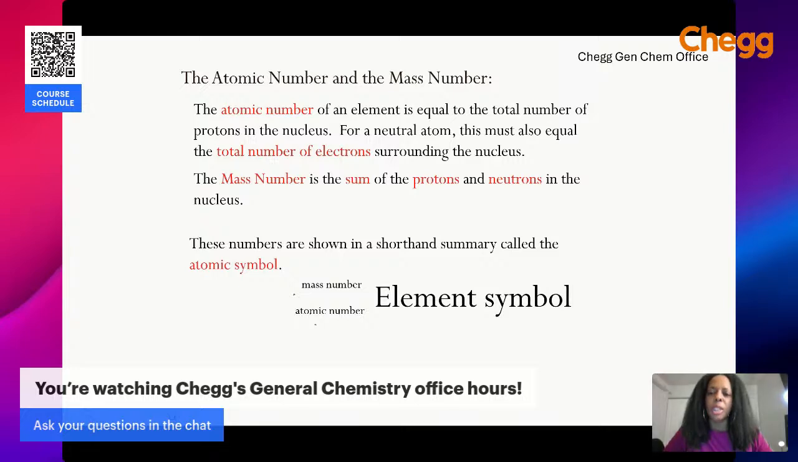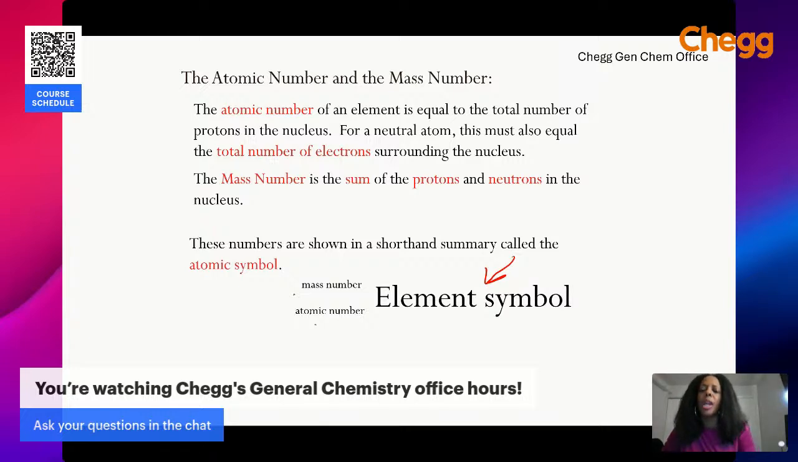And really what that helped us to understand is what information we can get from this shorthand summary, which is called an atomic symbol. And so on the bottom of the screen, you can see that an atomic symbol, when we're looking at describing an element, has a couple pieces of information that we're going to point to. We have our element symbol, which is going to be the letter that's used in an abbreviated form to represent one of the elements. Now, sometimes the element symbol might have 1 letter or it might have 2, with that second letter always in lowercase. And so we'll pay attention to that as we're building out some of these atomic symbols.